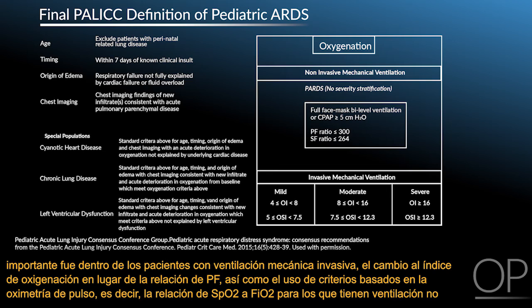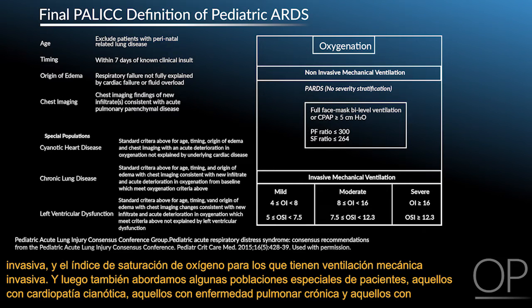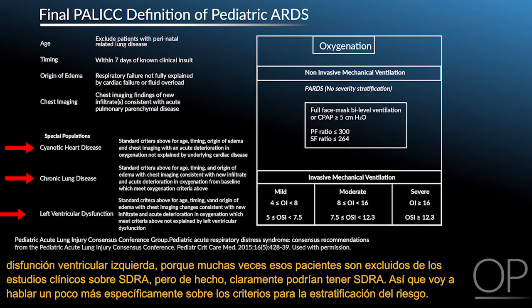The other major change was, within those with invasive mechanical ventilation, the switch to the oxygenation index rather than the PF ratio, as well as the use of pulse oximetry-based criteria here. That is the SpO2 to FiO2 ratio for those that are on non-invasive ventilation, and the oxygen saturation index for those that are on invasive mechanical ventilation. And then we also address some special populations of patients: those with cyanotic heart disease, those with chronic lung disease, and those with left ventricular dysfunction, because many times those patients are excluded from clinical studies in ARDS, but in fact they clearly could have ARDS.